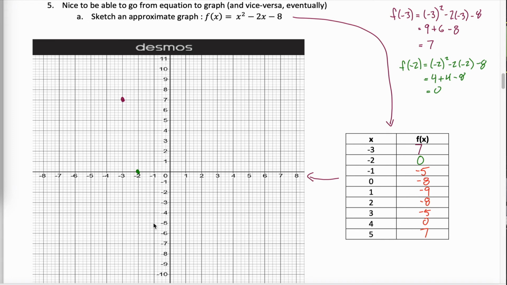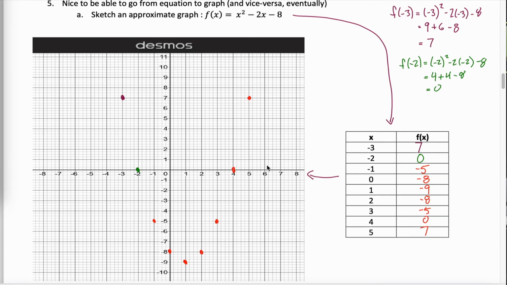Negative 1, negative 5 is on my graph. 0, negative 8 is on my graph. 1, negative 9 is on my graph. 2, negative 8 is on my graph. 3, negative 5 is on my graph. 4, 0 is on my graph. And 5, 7 is on my graph.